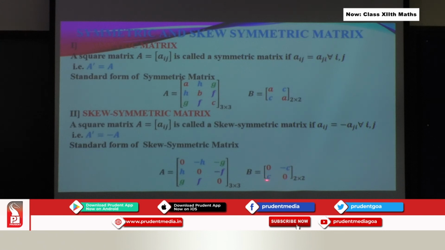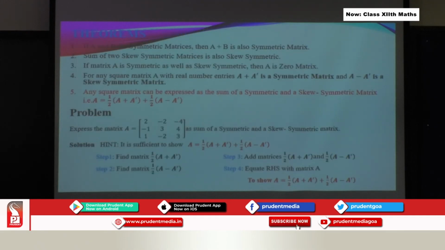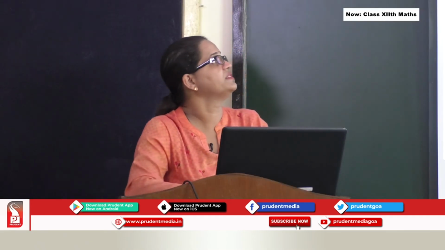So here, in case of a 2 by 2 matrix also, the similar pattern continues. You can see along the principal diagonal what you have, 0, 0, and along the minor diagonal what you have is the negative of the first entry. So this is how you understand symmetric and skew symmetric matrix.